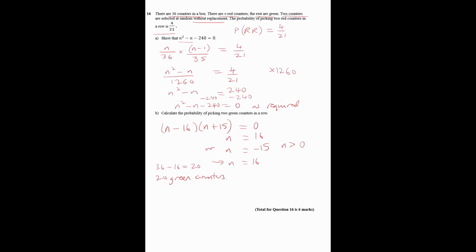So we want to find the probability of picking 2 green counters in a row. So that's 20 over 36 times 19 over 35. That's the probability of green, green. So 20 over 36 times by 19 over 35 is 19 over 63. Right.